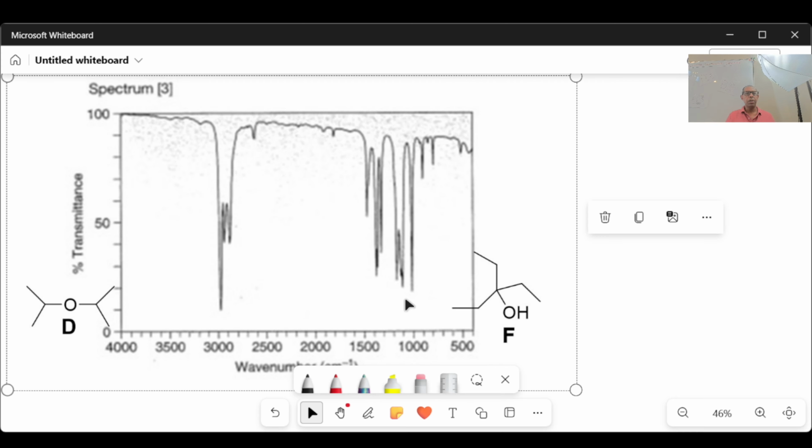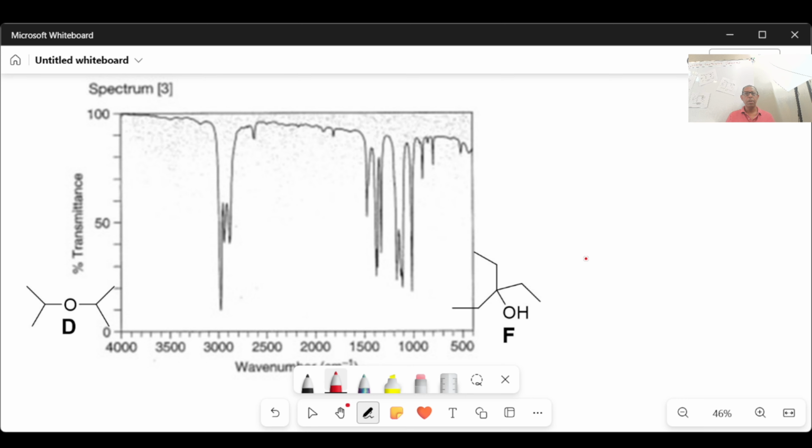Okay, here you have clear compounds. One is an ether. The first one is ether, functional group. So ether versus alcohol. Ether is D and alcohol is F. Obviously, immediately, this is a very easy spectra to solve.